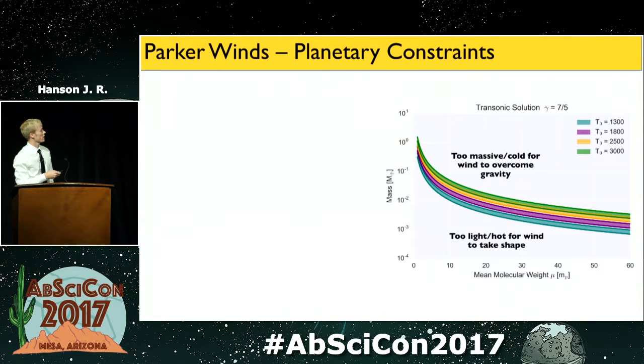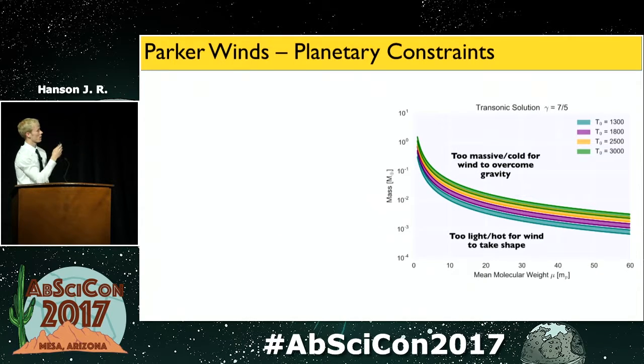And so the generalization of that is that there's 2 different regimes for Parker winds, and you have to operate between them. In the upper regime, so you can see this is planet mass and atmospheric mean molecular weight, your planet is too massive or cold for your wind to overcome gravity. In the shaded regions, those are different temperatures that would have a Parker wind solution. So you can see for Mercury, if you knew the mass, then you could calculate there's a very small mean molecular weight that would allow for a steady state Parker wind to develop. And these are 4 different temperatures.